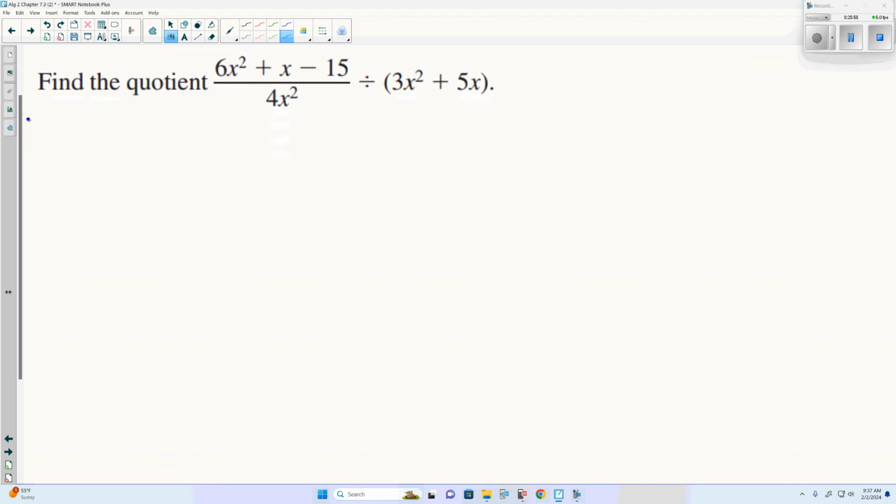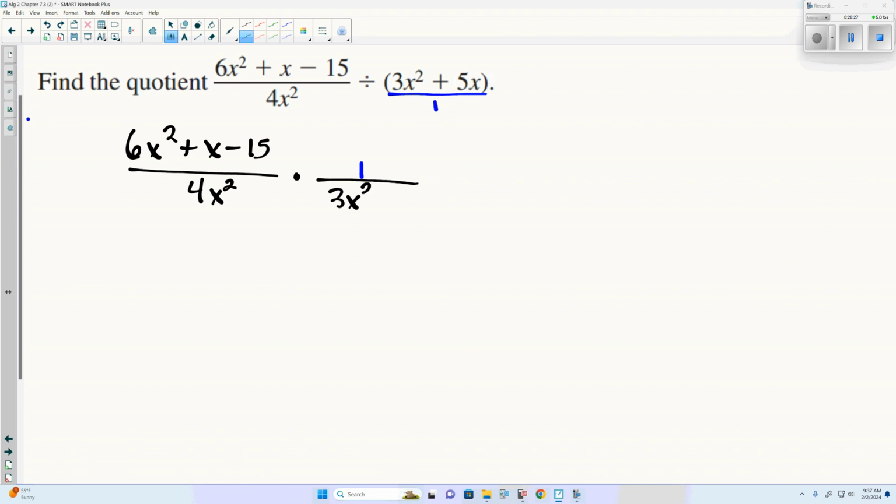I'm going to move on to our last set of examples. That's these here. We want to find the quotient for this here. And always, our first step should be to keep, change, flip. What's the denominator for our second expression? 1, which means our new numerator is 1. And the denominator is our 3x squared plus 5x.